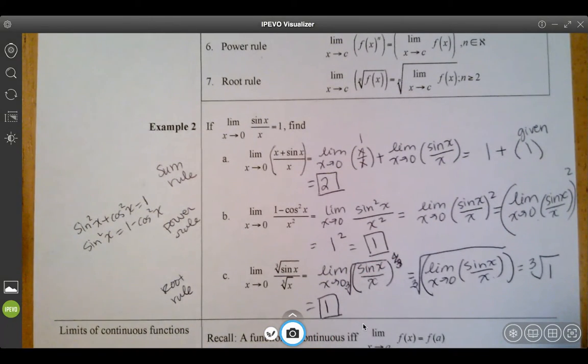Okay, so that's a few examples of how you can use those rules. Okay, let's take a look at example 3.